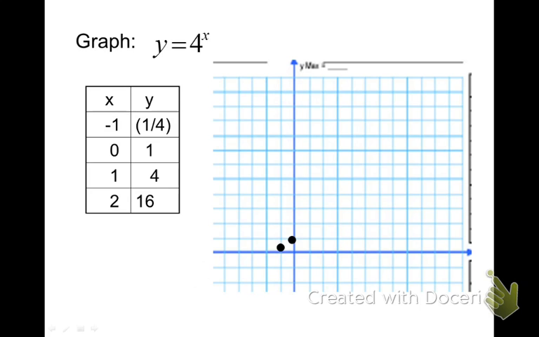We plug in a 1 for the x, and we'll have 4 to the first power, which is 4. And plug in 2 for the x. 4 squared is 16. We're going to go off our graph at that point. And here we're going to draw a smooth curve, and there's our function. And really, that's all we're asking you to do in 8.2 in terms of functions today. Just plug and chug.